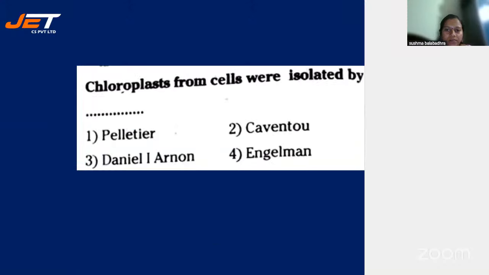Next question. Chloroplasts from cells were isolated by. Okay, I'm repeating again. Chloroplasts from cells were isolated by who? Fellator, Caventou, Daniel I. Arnon, and Engelmann. Who first isolated them?